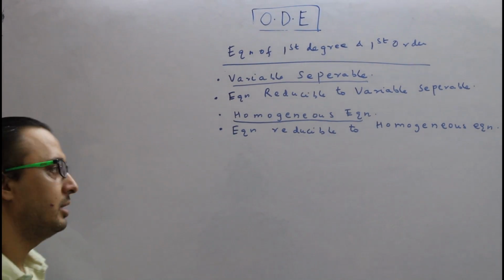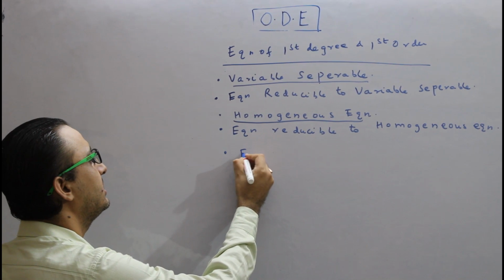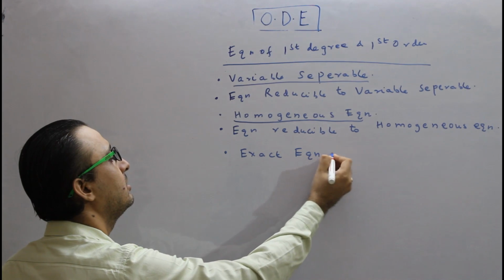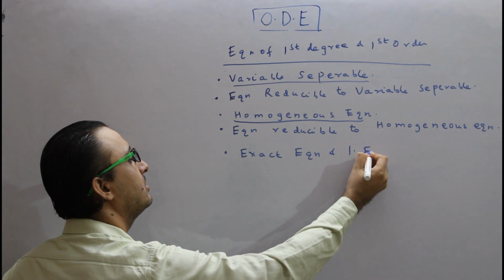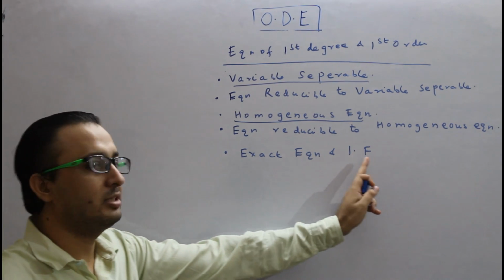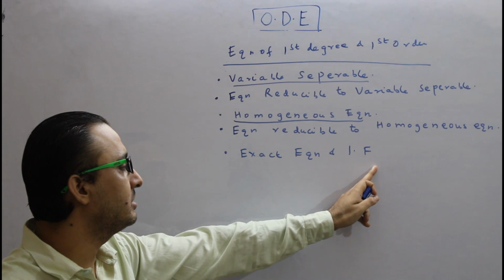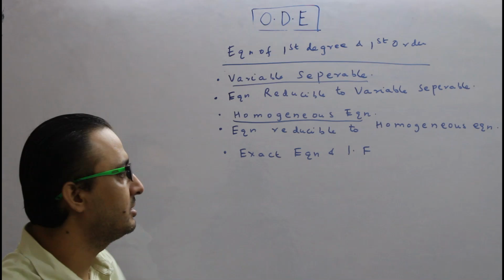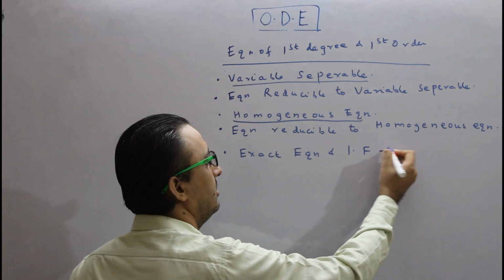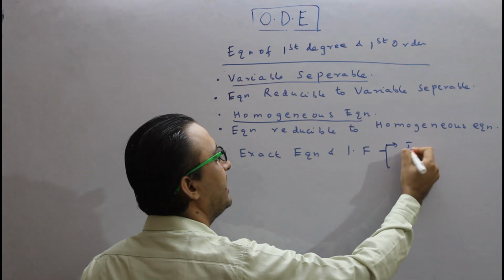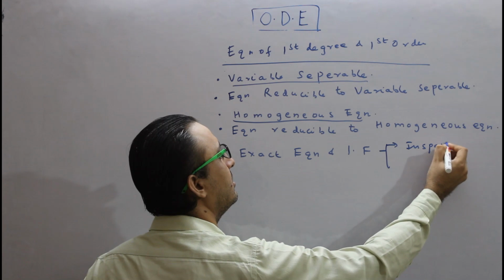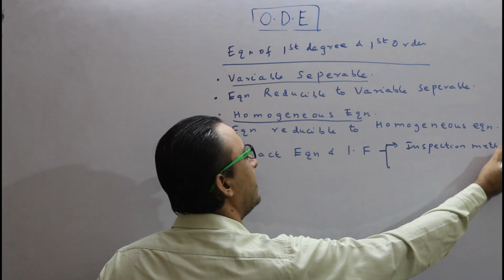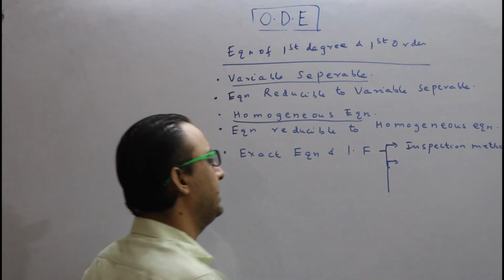Third is our exact equations and integrating factor. Now, integrating factor is of prime importance for civil services because in this category there are further subdivisions, like we have one by inspection method, then we have another category also. We will be taking up in detail.